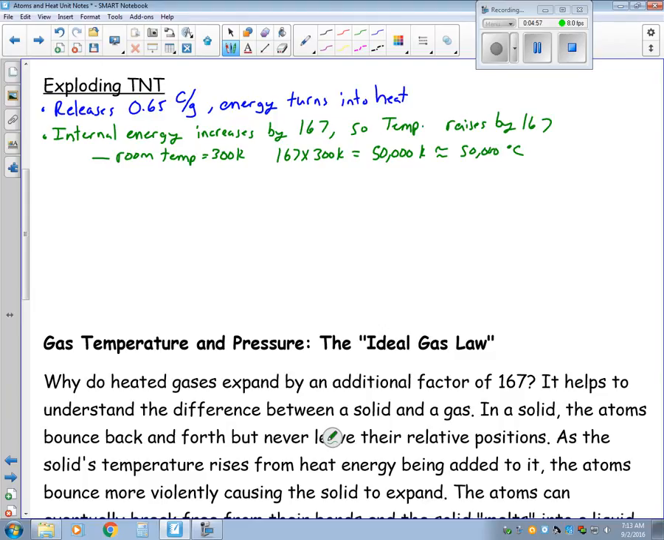So at this temperature, 50,000 degrees Celsius, I promise you nothing is a solid. In fact, nothing's a liquid, and it may not even be a gas. It's probably a plasma at that temperature. That is incredibly hot.